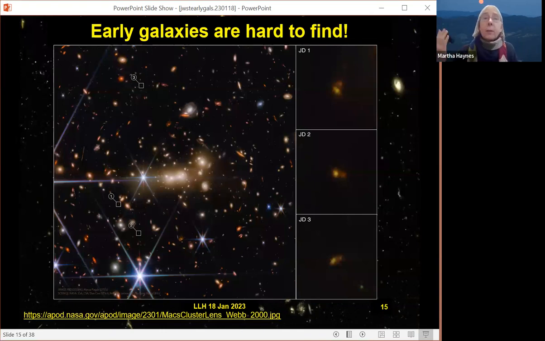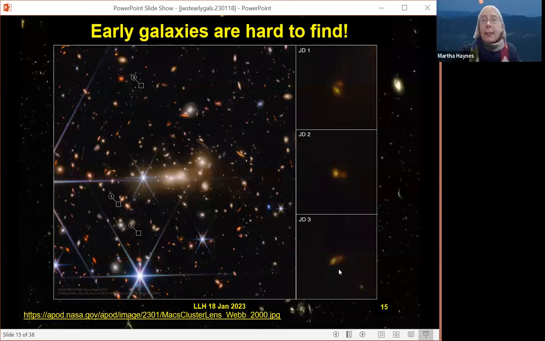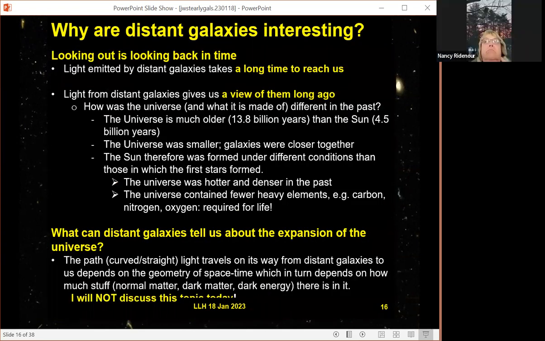So first of all, the reason that it's hard to find these galaxies is that they're not very prominent. So here's the image we took a look at before. Again, these are what are believed to be distant galaxies. Here's the whole image. They're not very bright, they're not very big, and they don't look like much. But they're very interesting, as you'll see, I hope, in the rest of the talk. So first of all, why are these galaxies interesting? Why do we care?